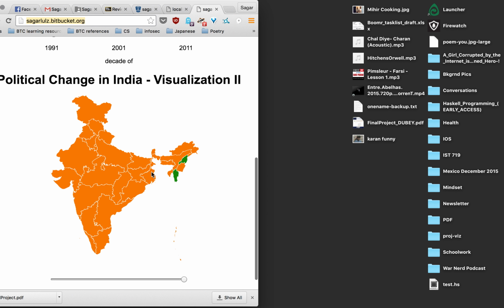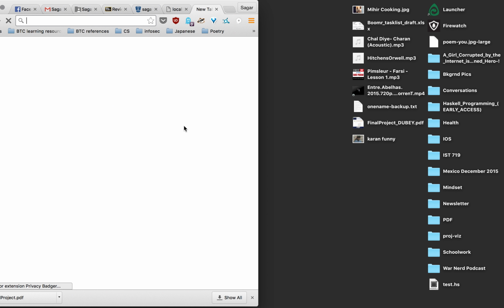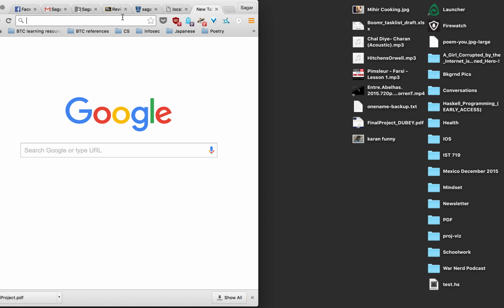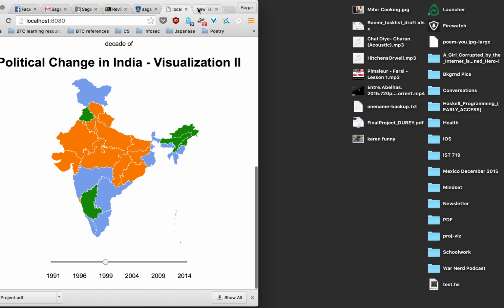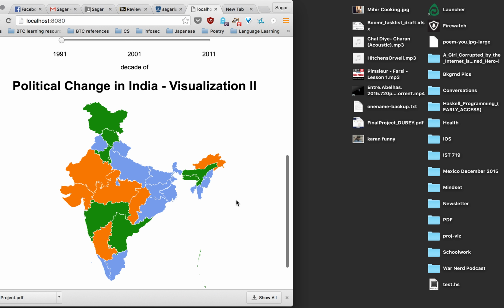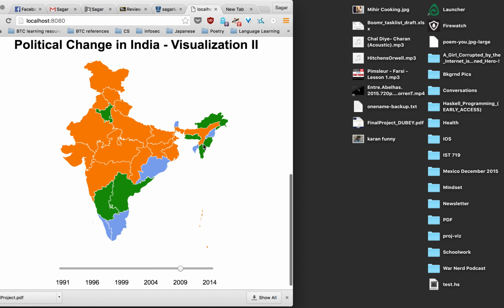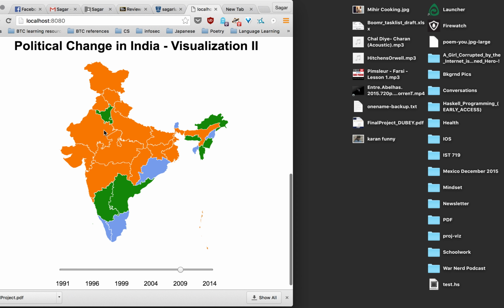And the second visualization is here. There you go. So it's a pretty dramatic change, as you can see, across 6 elections. So 1991, this is the situation, 1996, 99.